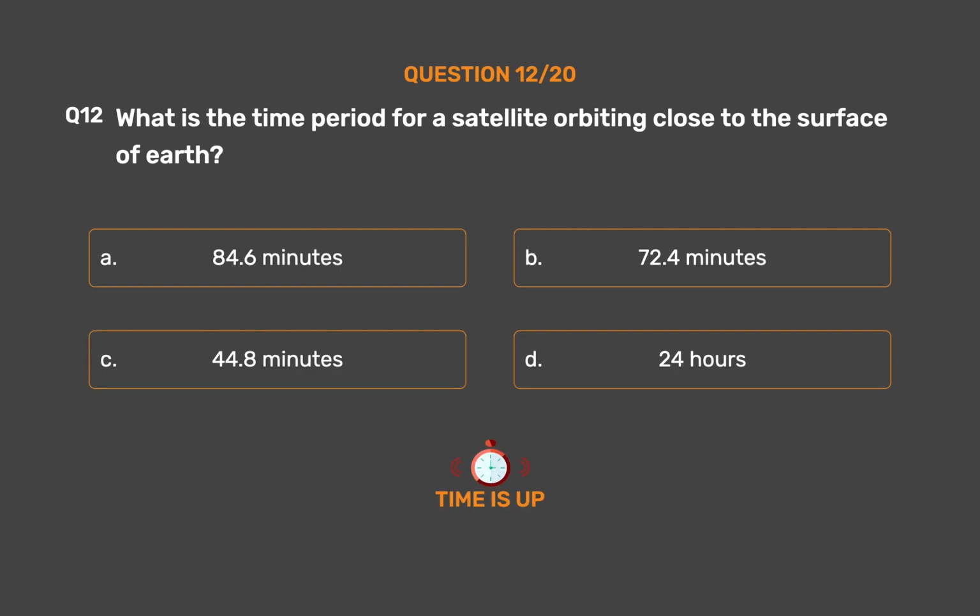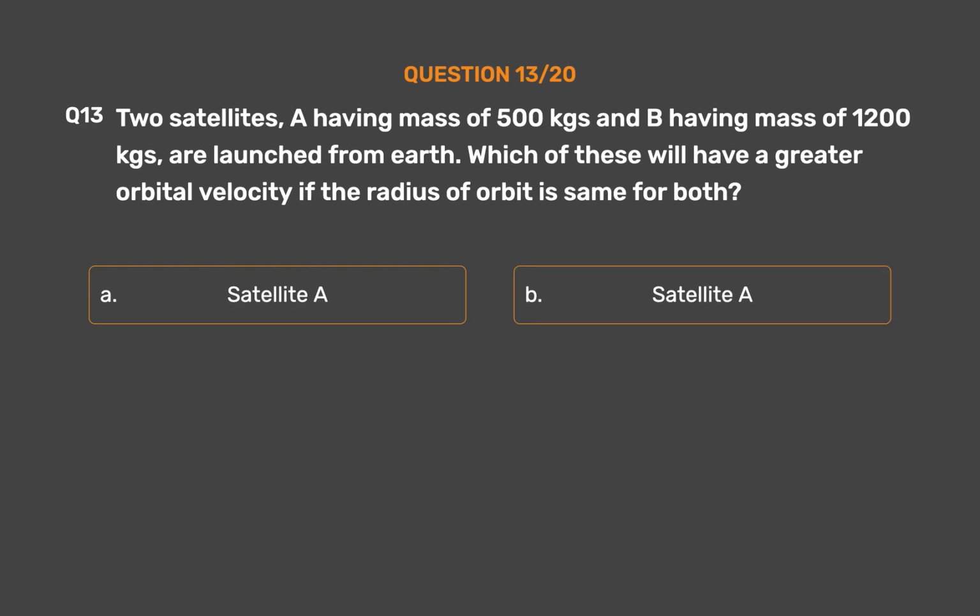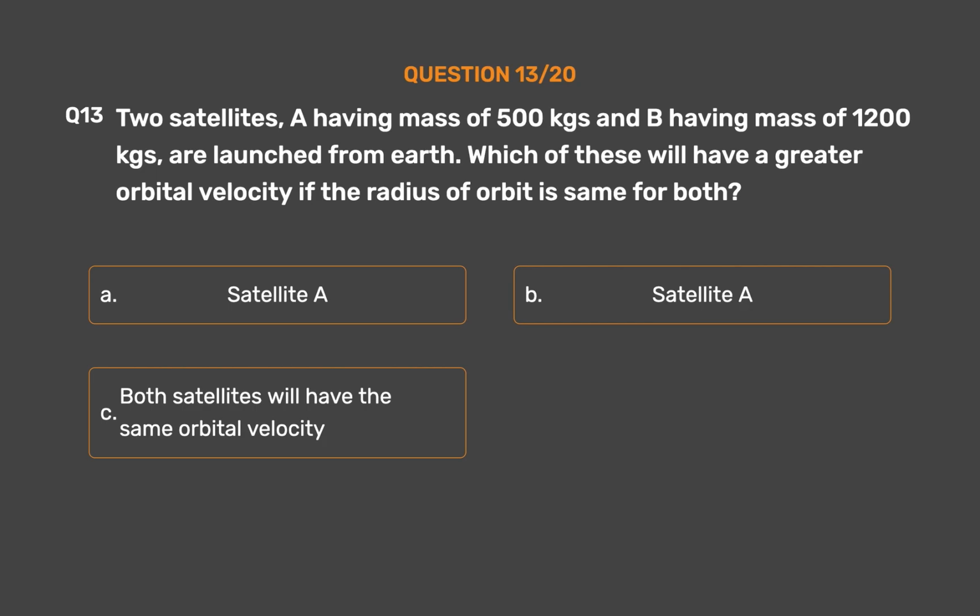The correct answer is Option A. 84.6 minutes. Question number 13. Two satellites, A having mass of 500 kilograms and B having mass of 1200 kilograms, are launched from Earth. Which of these will have a greater orbital velocity if the radius of orbit is same for both? Option A. Satellite A. Option B. Satellite B. Option C. Both satellites will have the same orbital velocity. Option D. Can't be determined.